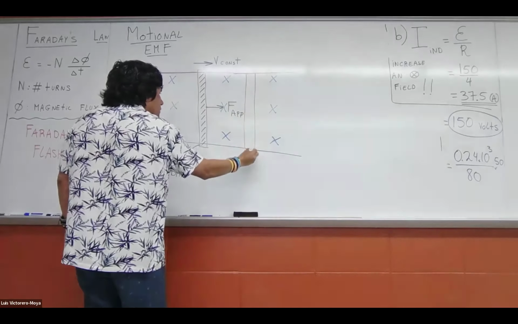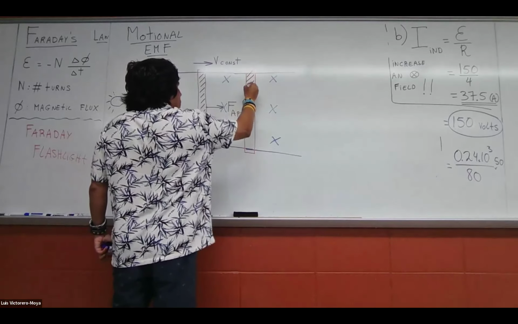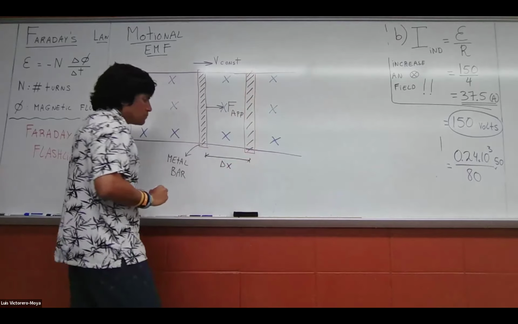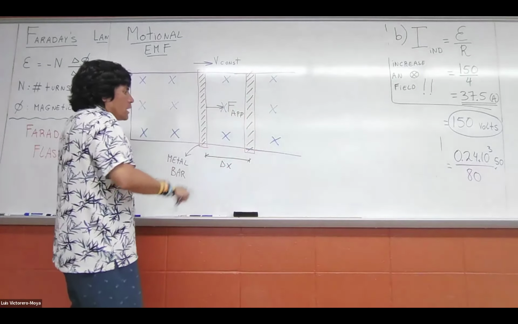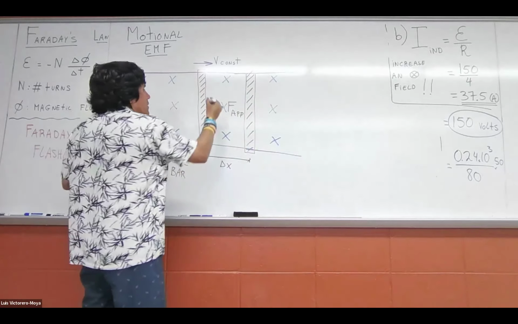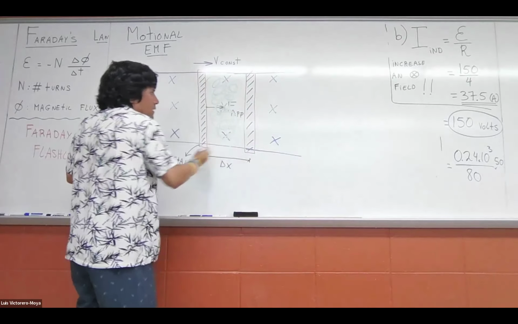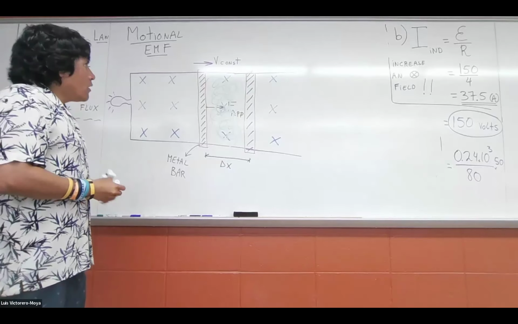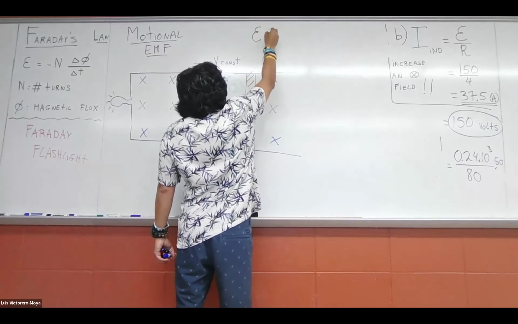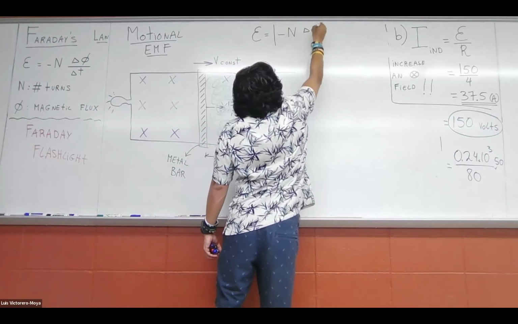So after some time, the bar is going from here to here, and it has moved some delta x in a certain time. As the bar moves from left to right, it is sweeping some area, right? There's some area that is being swept in here. And that's what we need, because the EMF, the magnitude, is the absolute value of negative N times the rate of change of flux.